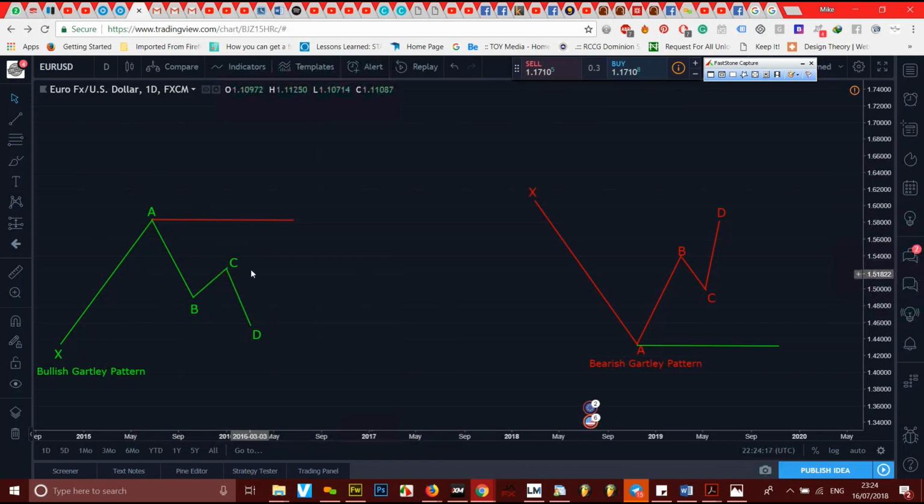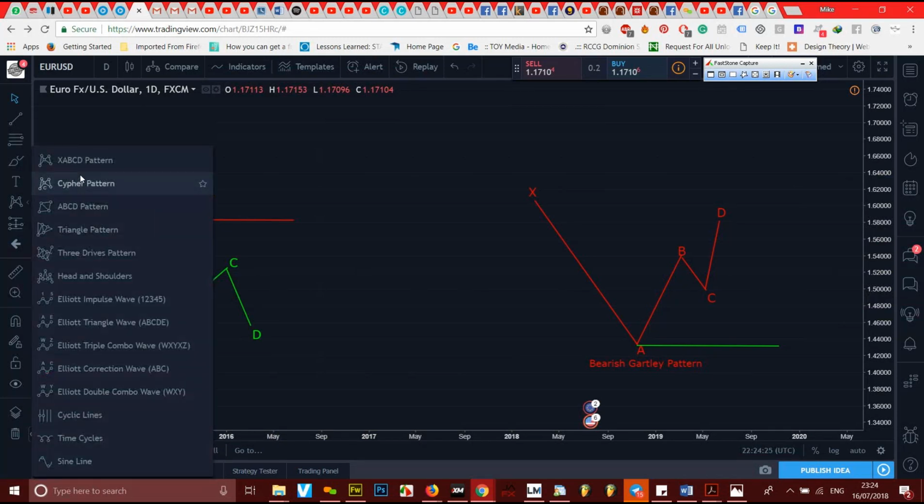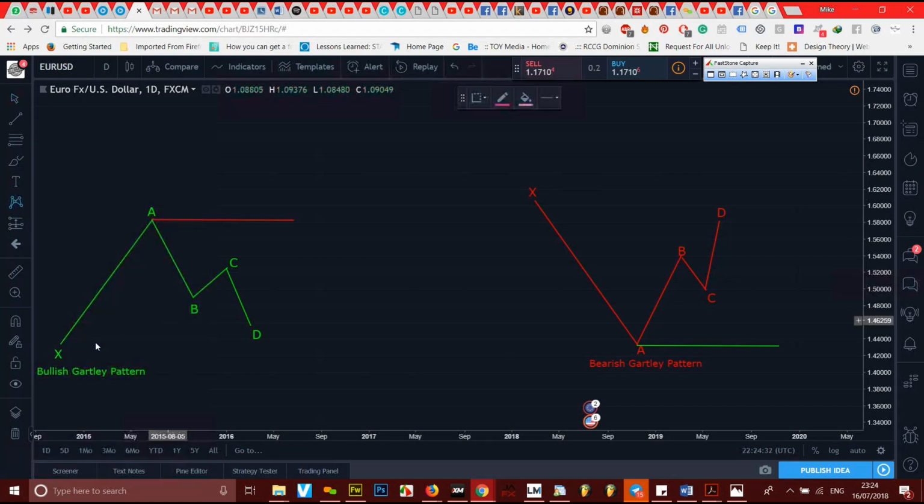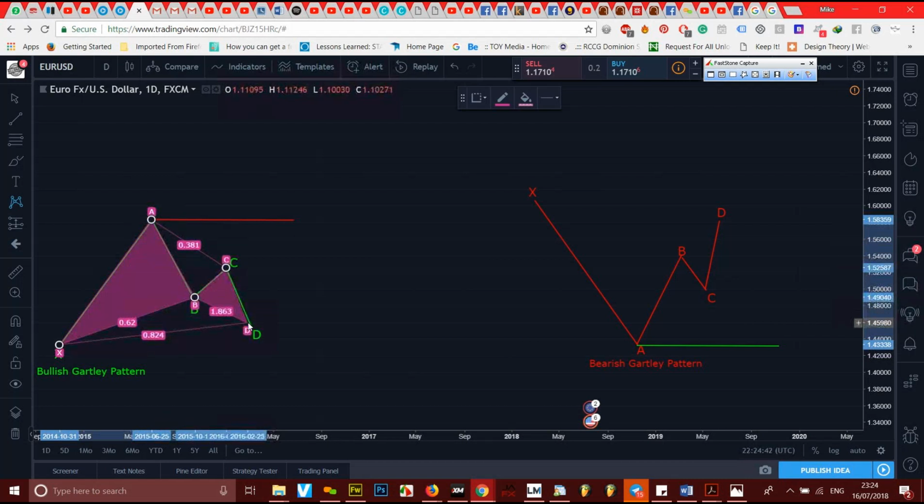So right now, as you can see, it's all formed. This is all done. All you need to do now is complete the triangle. Some people don't like to complete it. You can complete it using the XABCD pattern. And how do you do that? Draw here, take it up here, drag it down here, get up here, and then finish it up here. That completes your Gartley pattern.